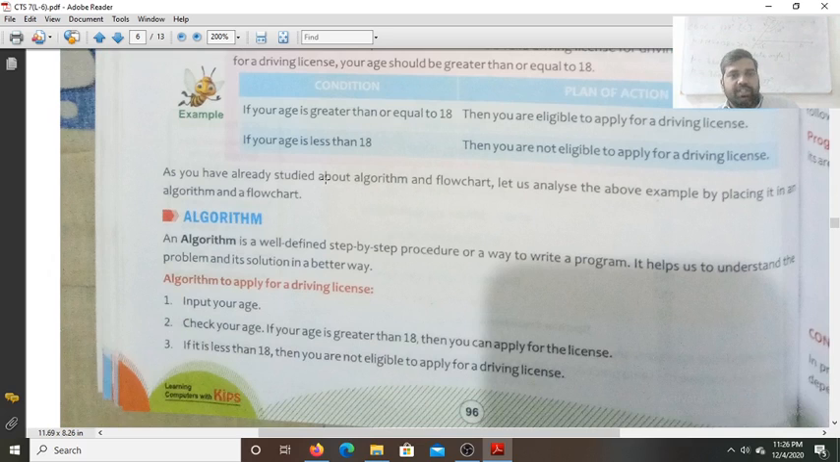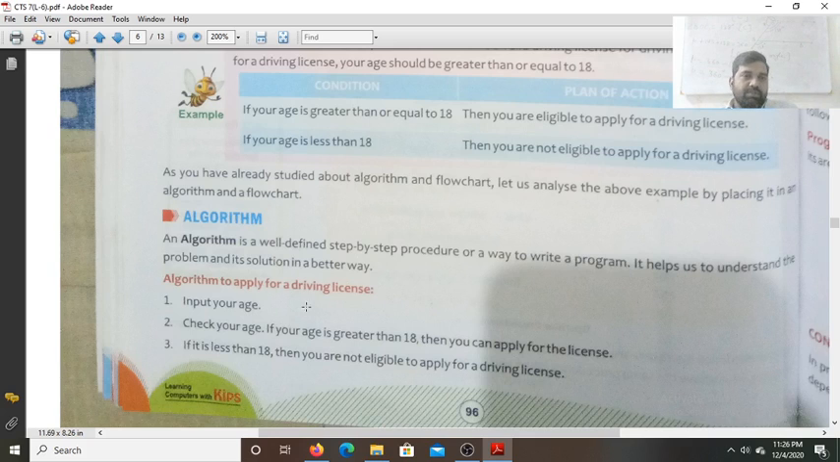As you have already studied the algorithm and the flow chart, let us analyze the above example by placing it in an algorithm and a flow chart. This algorithm is a well-defined step-by-step procedure or a way to write a program. It helps us to understand the problem and solution in a better way. In the algorithm, we give the step-by-step procedure: what you have to do in the first step, what you are going to do in the second step, and what you are going to do in the third step.